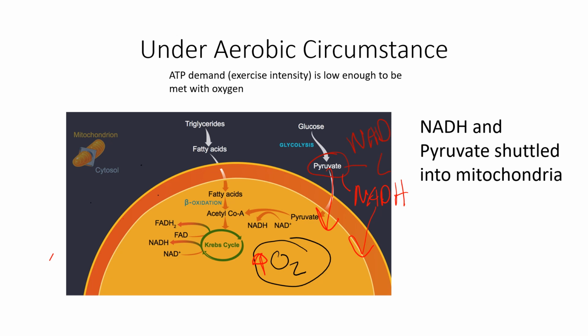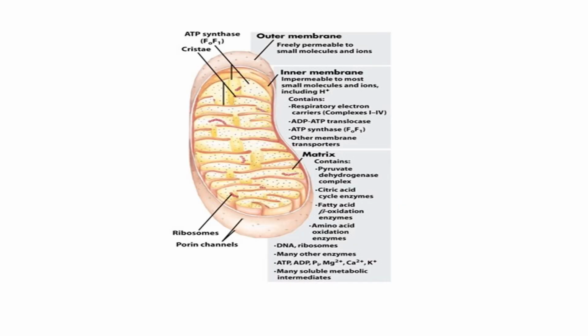Most of it, I should again emphasize, is going to get shuttled into the mitochondria rather than pyruvate being converted into lactate and NADH being converted back to NAD. So now the whole point of this discussion is really to discuss why, in this instance, pyruvate and NADH get shuttled into the mitochondria when ATP demand is more moderate and oxygen is more sufficient. So before we go any further, I want to talk about the anatomy of the mitochondria.